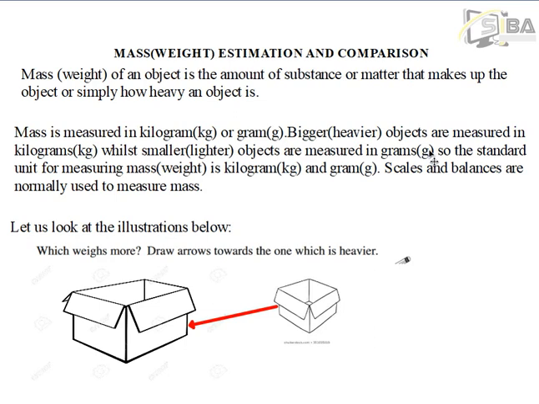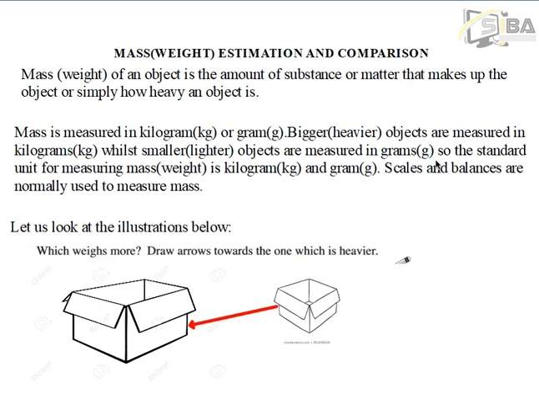Mass is measured in kilogram, with the shortened form being kg, or gram, with its shortened form being g. Bigger or heavier objects are measured in kilograms, while smaller or lighter objects are measured in grams, with the shortened form g. So the standard unit for measuring mass or weight is kilogram, kg, and gram, g. Scales and balances are normally used to measure mass.